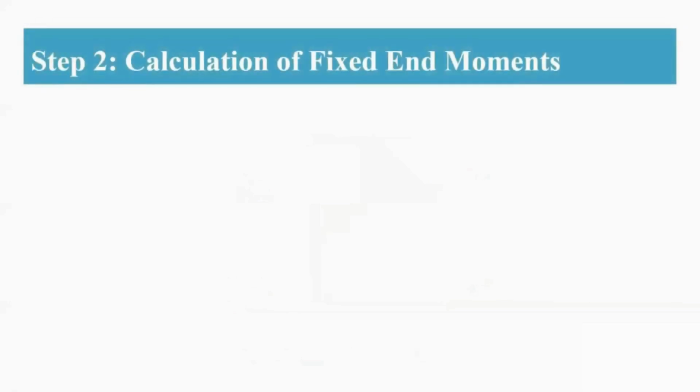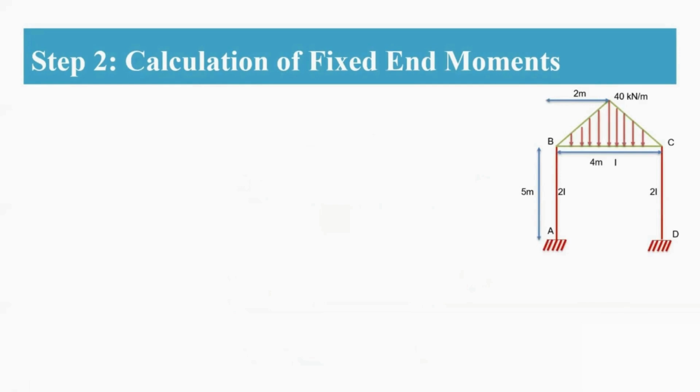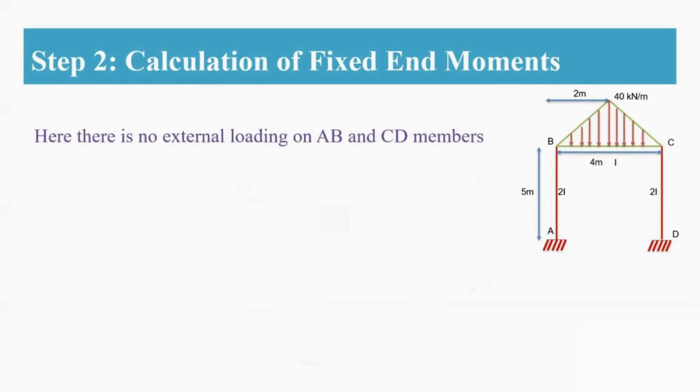Going to your next step, you are going to calculate the fixed end moments. As there is no external loading on the AB member and CD member, the moments MFAB, MFBA, MFCD and MFDC are all equal to 0. No external loading. Whereas coming to BC, you have a trapezoidal loading.